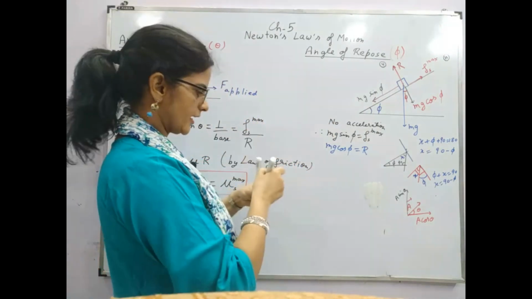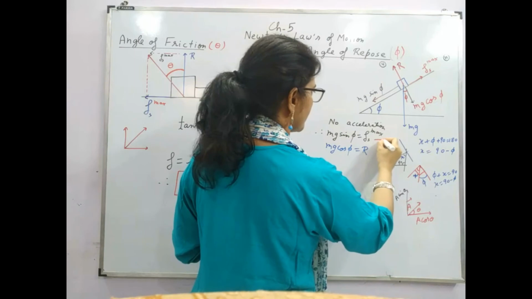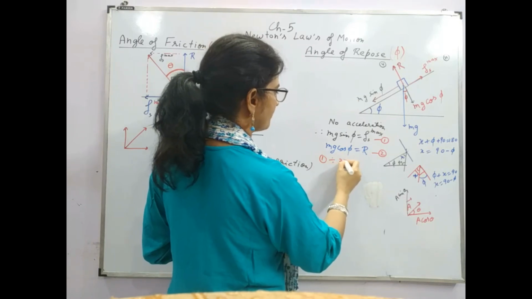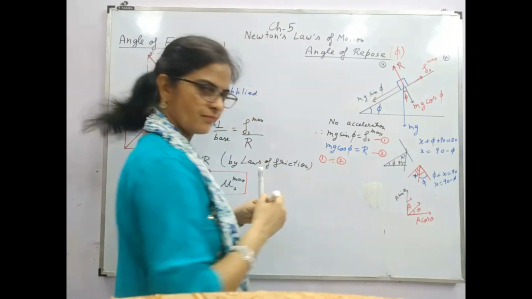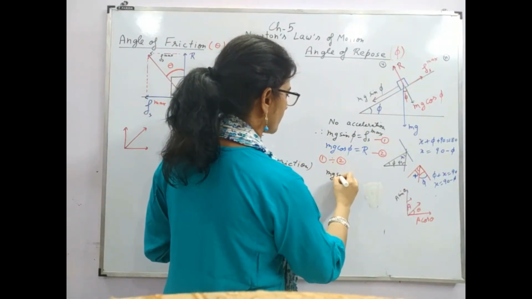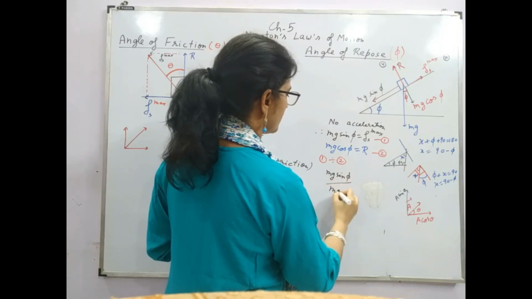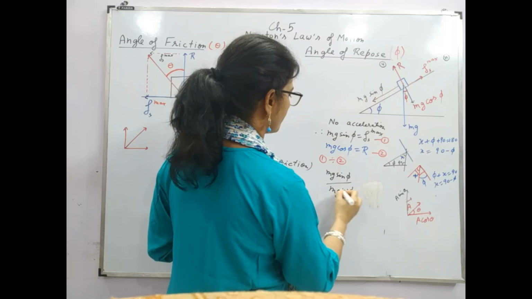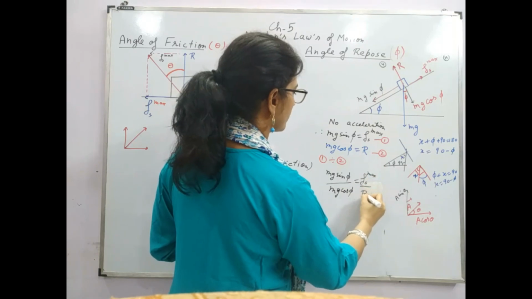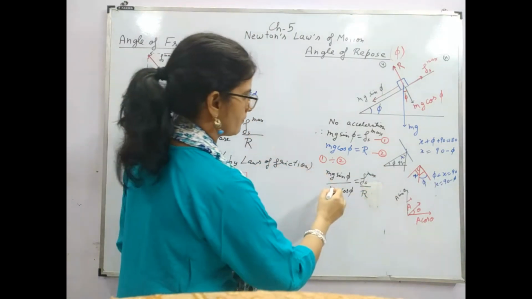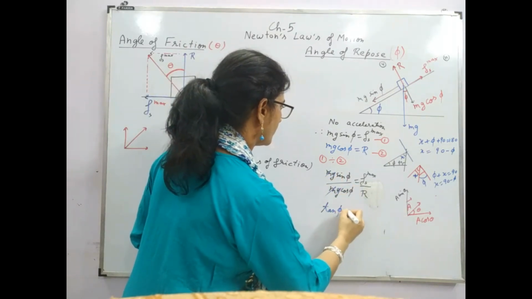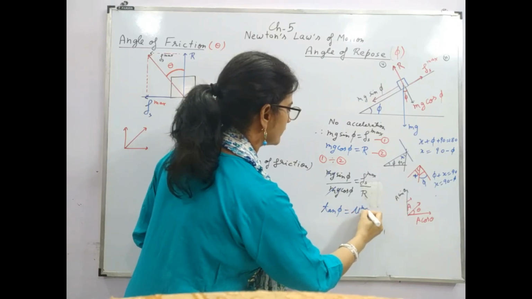So again, I can divide these equations. If I take this as one equation, this as two equation, so I am dividing one equation by two equation. What will I get? mg sin phi upon mg cos phi is equal to Fs max upon R. So this gives me tan phi is equal to mu s max.